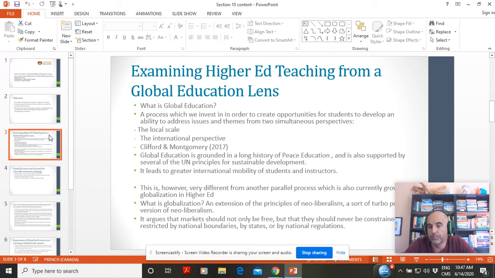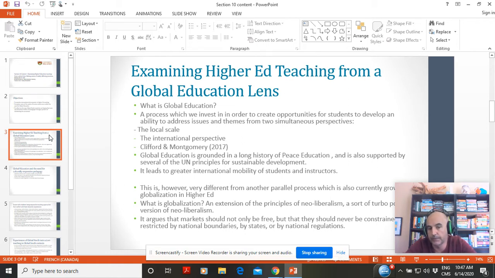The UN had a great part to play in this, in asserting that there could not be peace without some sort of global education that allowed people to think beyond borders. And then it goes further than that, and is also grounded on several of the UN principles for sustainable development. If you look at the UN principles for sustainable development, there are 17, I think, from memory, and you'll see that this notion of global education overlaps on several of them and is built on several of those.